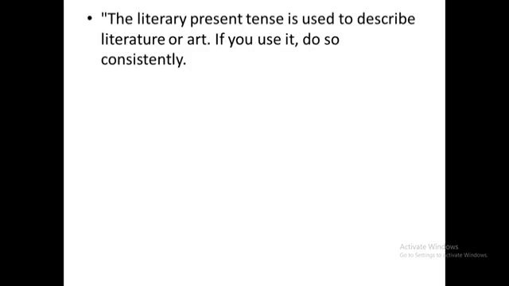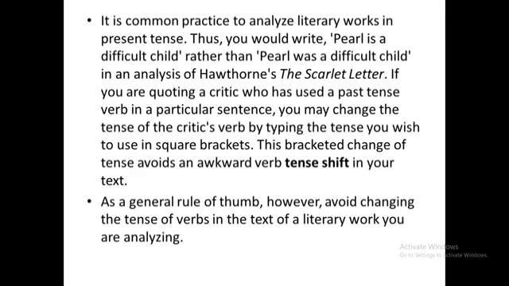The literary present tense is used to describe literature or art. If you use it, do so consistently. So the literary present tense is used to describe literature or art. It is common practice to analyze literary works in present tense. Thus you would write Pearl is a difficult child rather than Pearl was a difficult child.